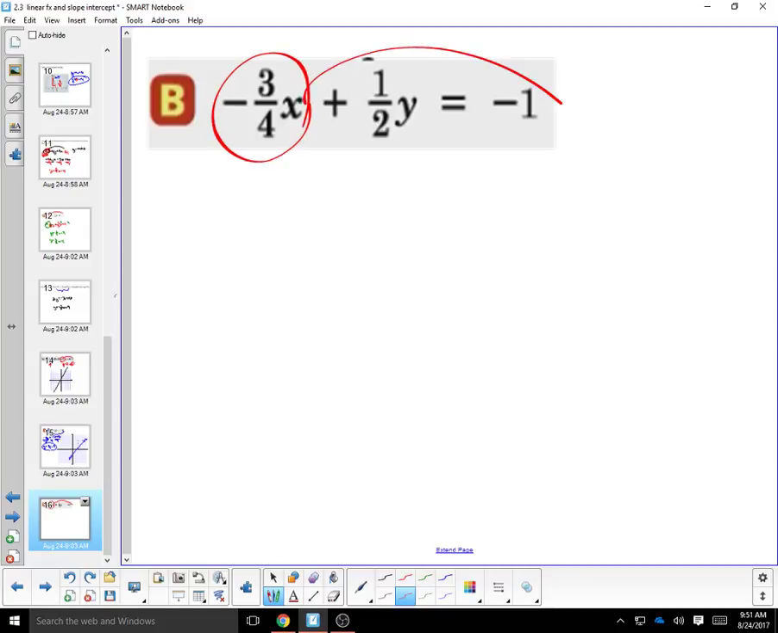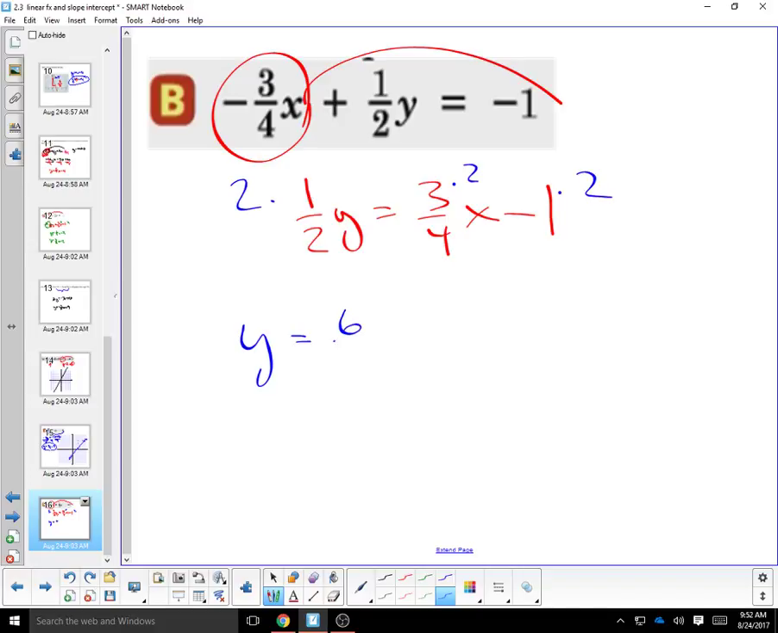Kick that over. We've got 1/2 y is 3/4 x minus 1. Correct? Please check my work. I want to get rid of that half. How? Times it by 2. Times 2, times 2, times 2. Why did I do it to everything? That was the golden rule, right? Y is 6/4 x minus 2.